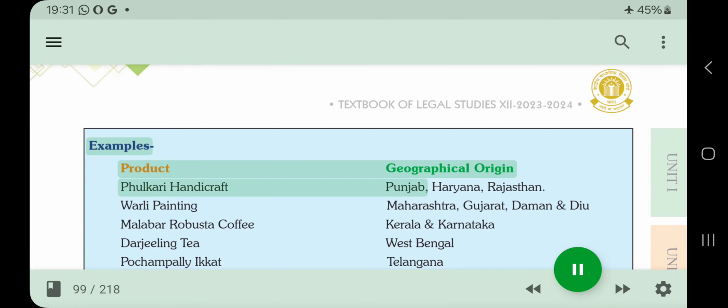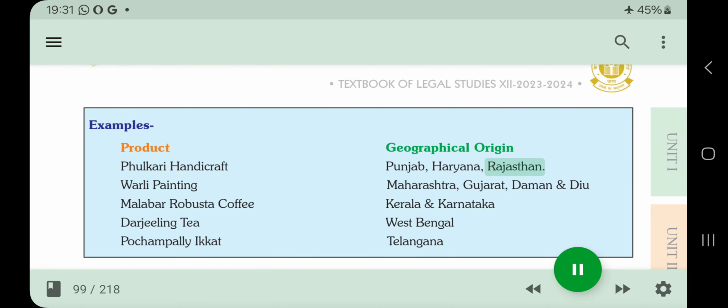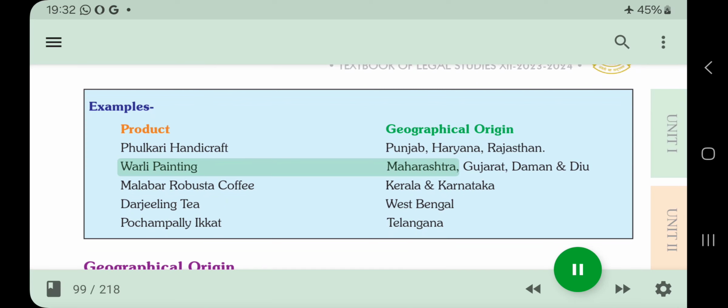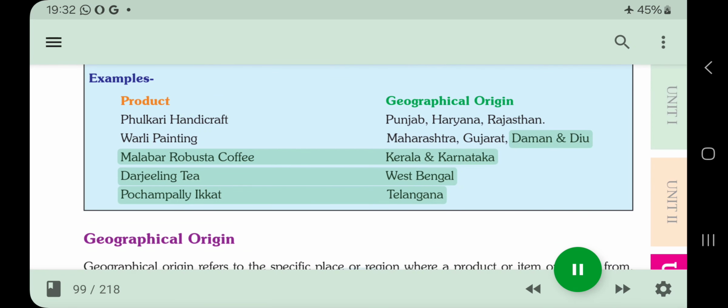Examples, product and geographical origin: Phulkari Handicraft, Punjab, Haryana, Rajasthan. Warli Painting, Maharashtra, Gujarat, Daman and Diu. Malabar Robusta Coffee, Kerala and Karnataka. Darjeeling Tea, West Bengal. Pochampalli Ikkat, Telangana.